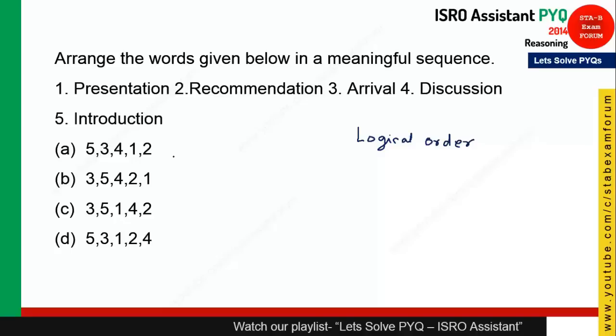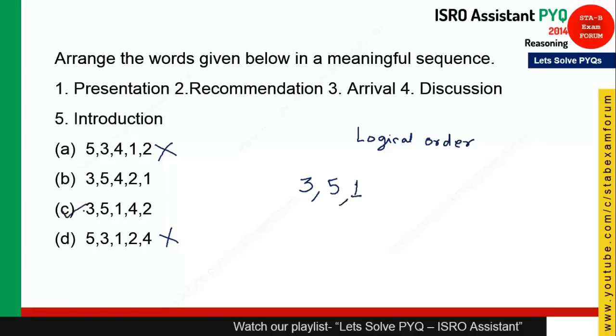In a meeting, first what will happen? The arrival of parties comes. So it starts with option 3. After arrival there will be some introduction, so 3, 5. Let's eliminate a few of the options. Option A and option D are eliminated, so we are left with option B and C. After introduction there will be presentation, so 3, 5, 1.